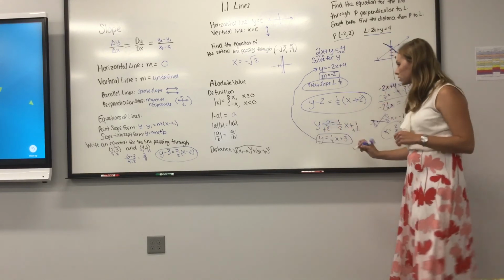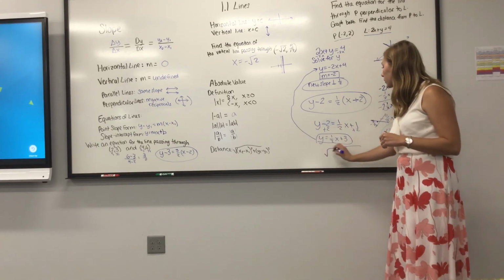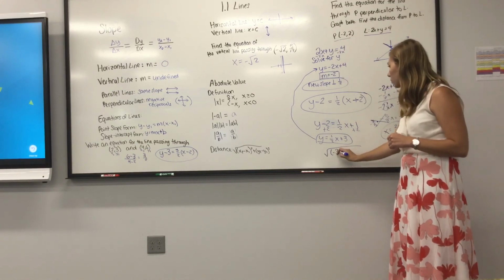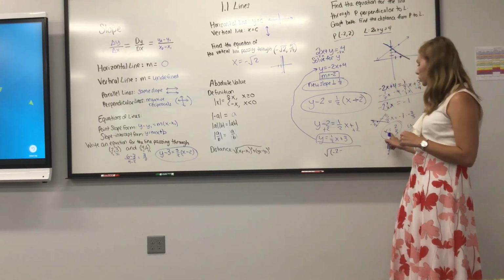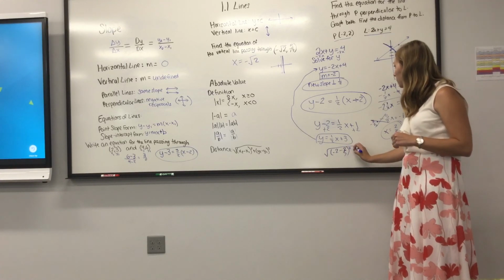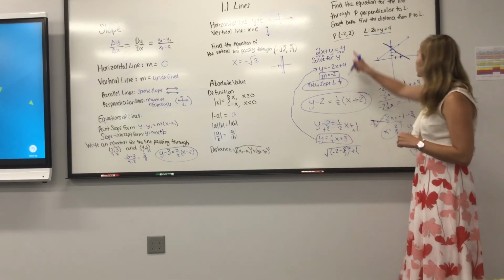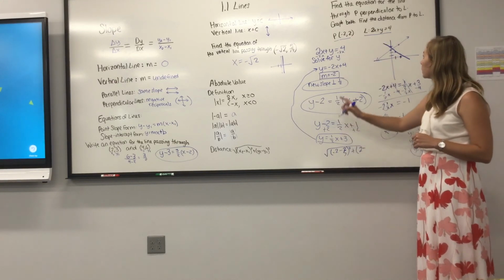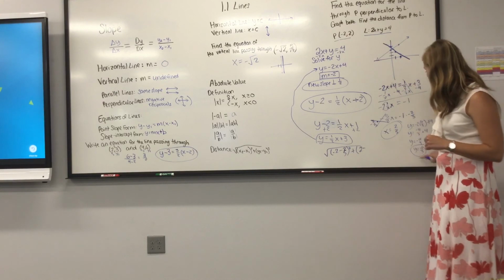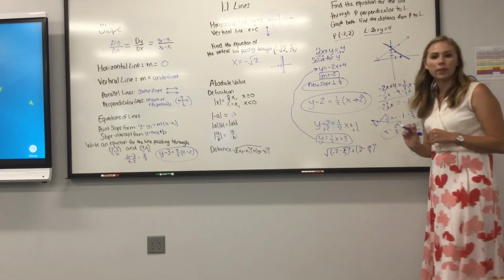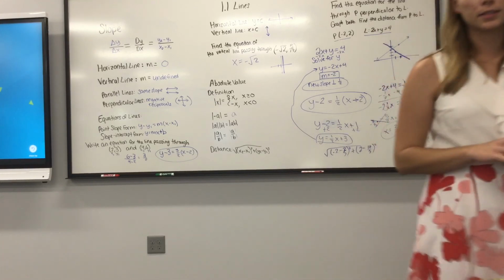So I now have the points that I can find the distance between. I'm just using my distance formula now. So the square root of x2 is going to be negative 2 minus x1, which we found over here, 2 over 5, squared plus y2 is 2 minus y1, which we had over here, 16 over 5. And I'll let you go ahead and solve that part, and that would be your answer for the distance.